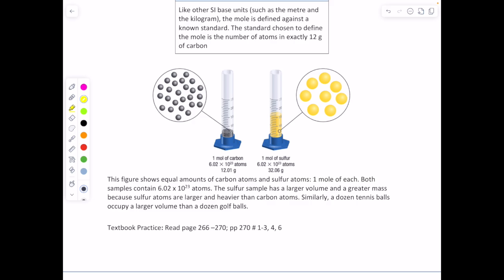Please read over section 6.3 and answer any questions to familiarize yourself with the concept of the counting unit, the mole.